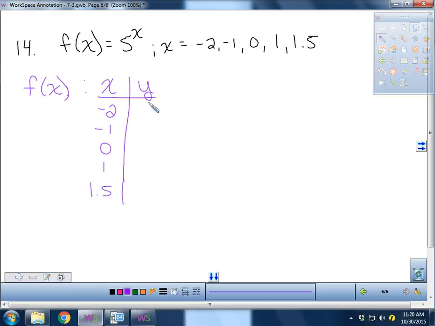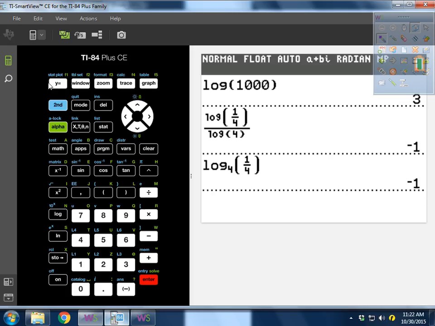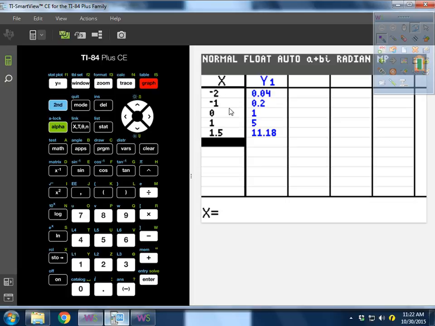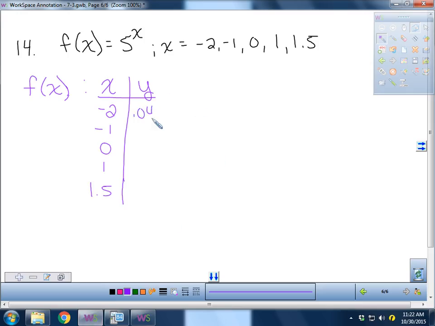An easy way for you to get the y values for this function is to go to your y equals and plug this in, and then go to the table and plug all these values in. You could manually do it and say 5 to the -2, 5 to the -1, so on and so forth. It's just a lot easier to put it into your y equals. So if I put in 5 to the x, and I go to my table, I would plug in -2, -1, 0, 1, and 1.5. These are all the values I'm going to get for the y values, so I'm going to write those down in my table. So I've got 0.04, 0.2, 1, 5, and 11.18.